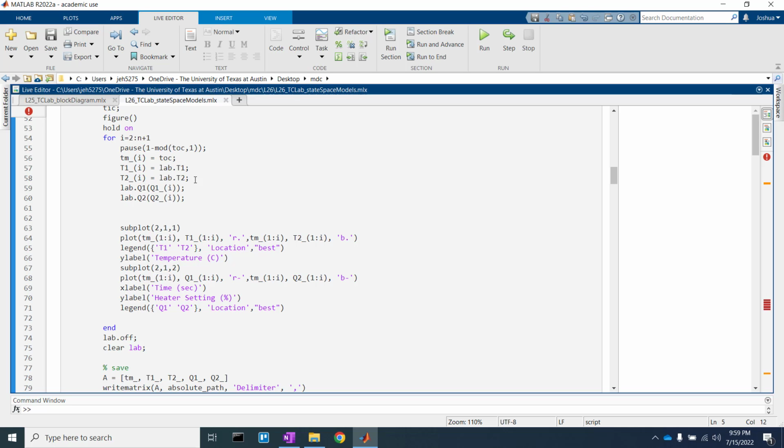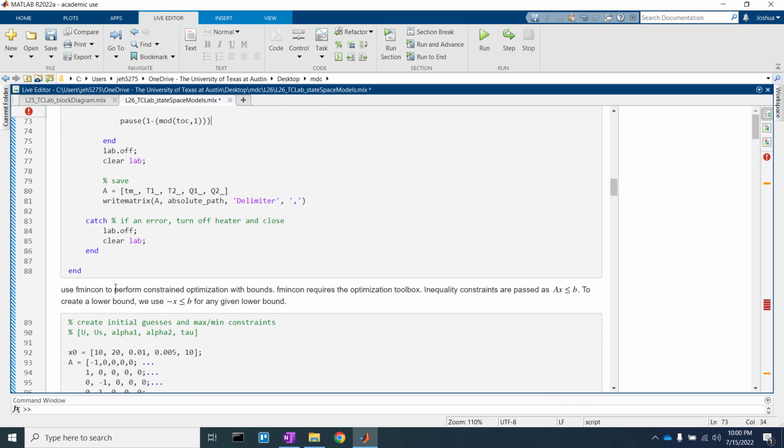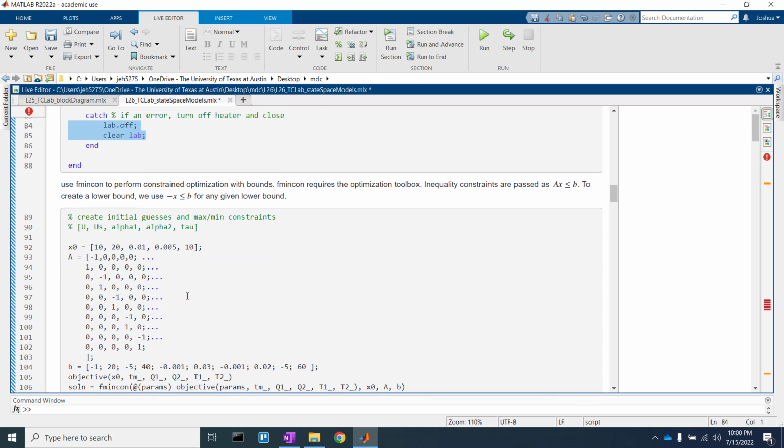Just looking here. I don't see a time for it to stop, so let's go ahead and do that again. And say pause for 1 minute. So that should set us to pause. Just notice that there wasn't anything to pause, so now we have something to pause there. Finally, we close lab off, clear lab, so that we don't have any problems with it. We've done this before a number of times. We're going to regress the parameters for our system.